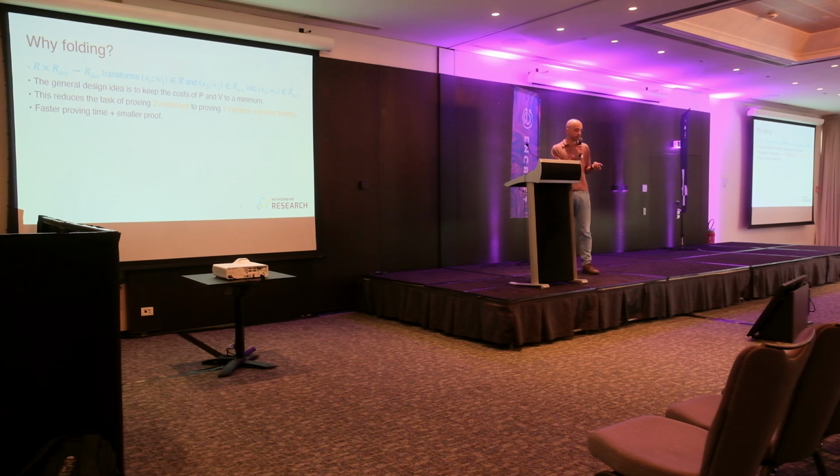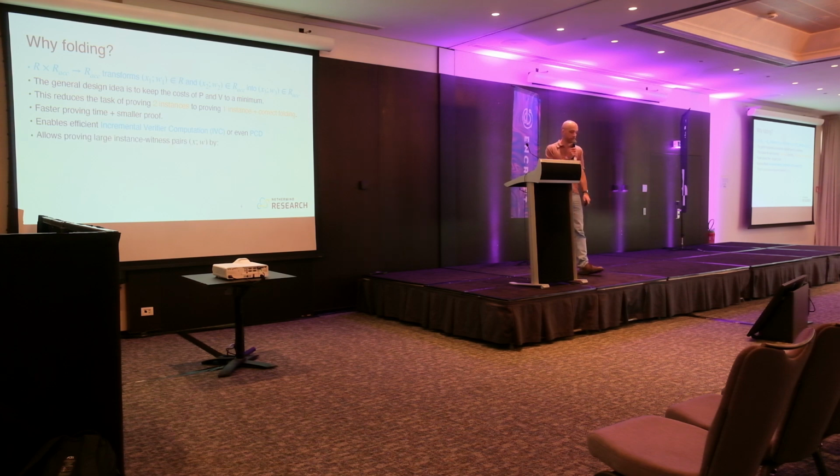Because instead of proving two instances, you prove one instance, and that the folding was done correctly, which is cheap, because the prover and verifier are cheap, and you get a smaller proof. If you prove the two instances, you get two proofs. If you prove one instance and that the folding was done correctly, you have one proof and a small proof, and the proof of folding, which is usually very small. So if you can do that, you can do incremental verifiable computation or even proof carrying data.